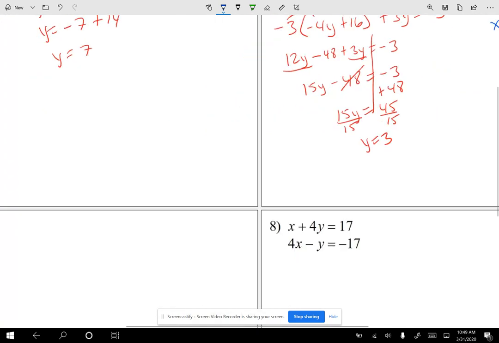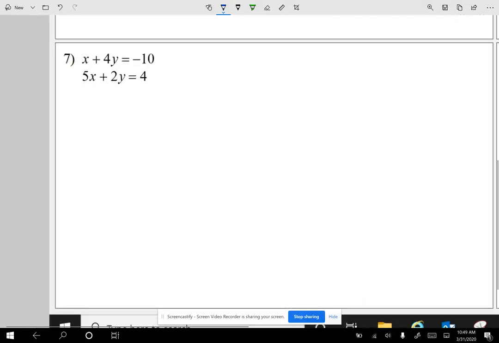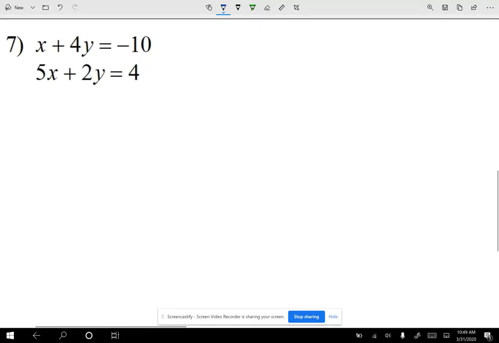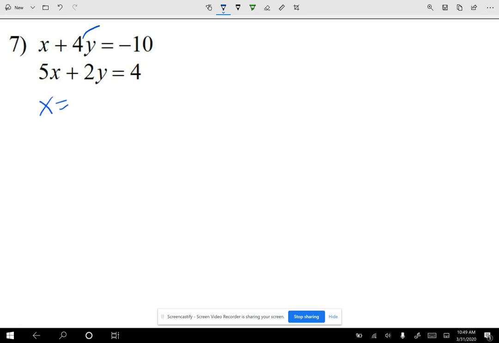Now let's take a look at number 7. I'm trying to get a letter by itself, and I can see on the first equation, I can easily get X by itself if I move the 4Y over. So let me replace this as X equals. Remember, I'm going to move the 4Y, so don't forget to switch the sign. -4Y minus 10.